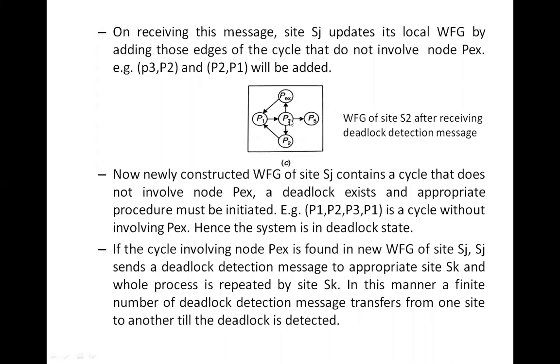And if it is not so, and there is a cycle existing in that site S2 which involves PX, what it will do is send the same kind of message which site S1 has sent to S2. S2 will send to S3, and similarly S3 will perform all those functions. S2 will be sending a detection message to S3, and S3 will do all this processing. So in this way, the deadlock is being detected.